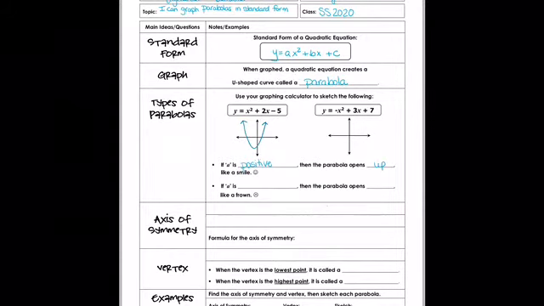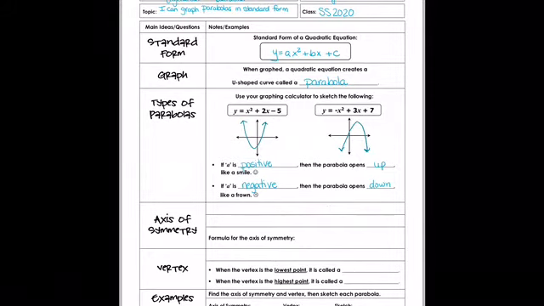However, if a, that coefficient of x squared, is negative, then the parabola is going to open down like a frown. So that's the picture of what y equals negative x squared plus 3x plus 7 looks like, is that it's going to open down.